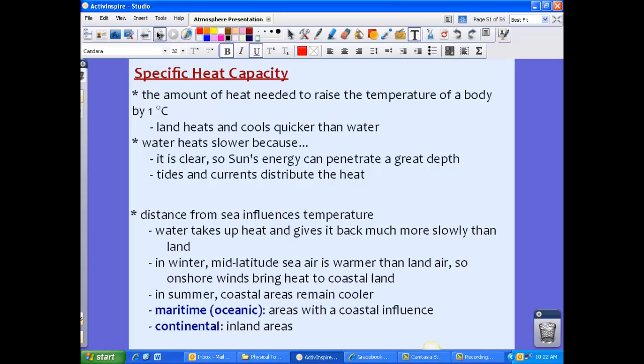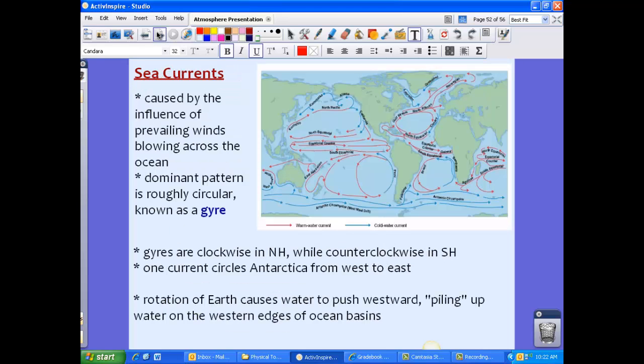Now, areas that have a coastal influence are called maritime or oceanic. I've heard more maritime than oceanic, but your book did mention oceanic. Now, inland areas are called continental. This comes into play when we talk about differences in the types of air pressure and the types of air masses that come into certain areas.